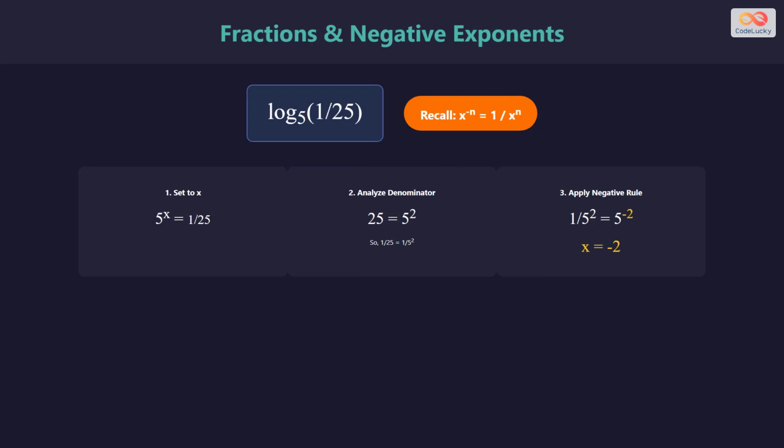What if we have a fraction? Consider log base 5 of 1 over 25. Set it to x. We know that 25 is 5 squared. Since the 25 is in the denominator, this represents a negative exponent. So, 1 over 5 squared is 5 to the negative 2. Therefore, x is negative 2.